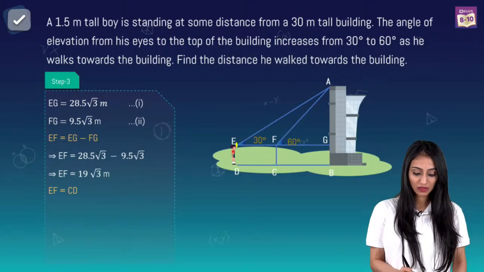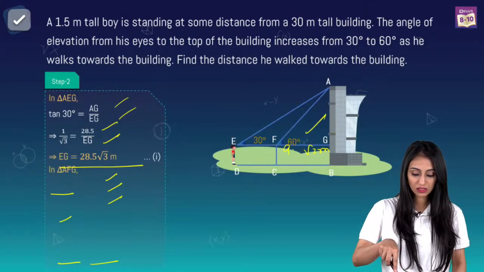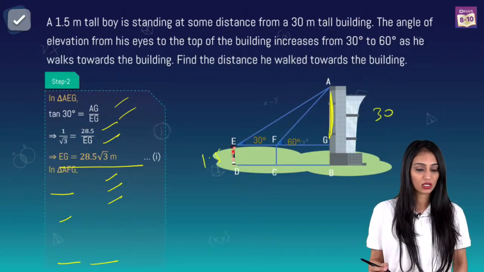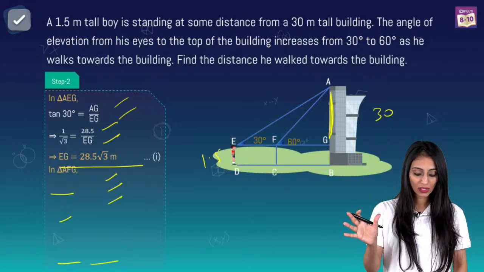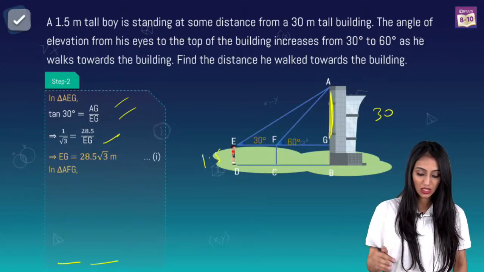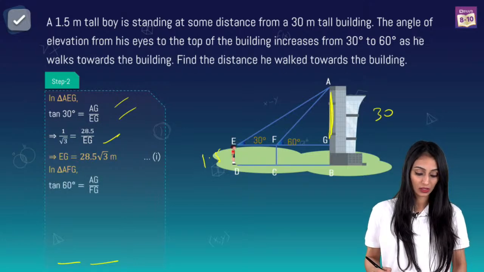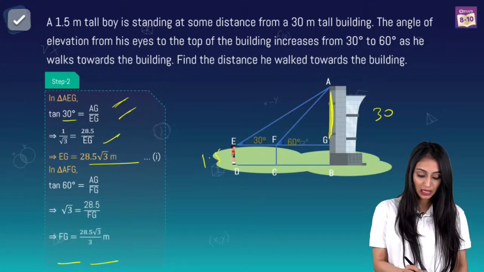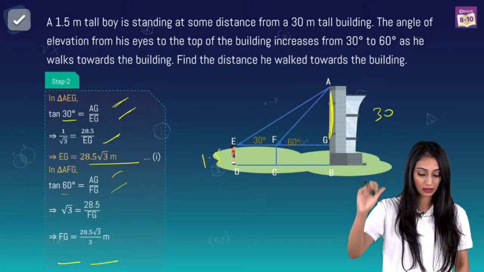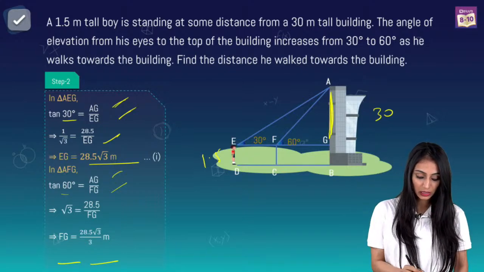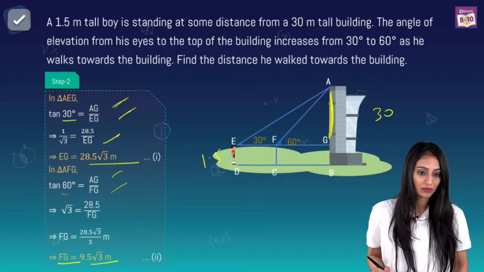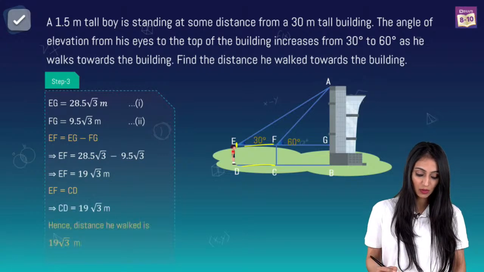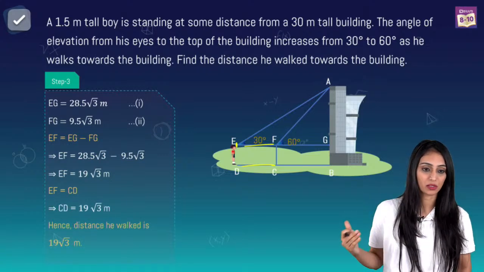So here simply what we have done is, after drawing this figure, we know that this is the boy's height 1.5 and this is the building's height. So you will get AG, that's going to be 28.5, right? Once we have AG, in these two triangles one by one you can apply trigonometry. So tan 30 is AG by EG. From here you get the value of EG. Similarly, tan 60 is AG by FG, in the smaller triangle. So from here we get this value, that's 9.5 root 3. Simply we will subtract them. We will get EF. EF and CD both are equal. So from here we get the distance that he has walked towards the building.